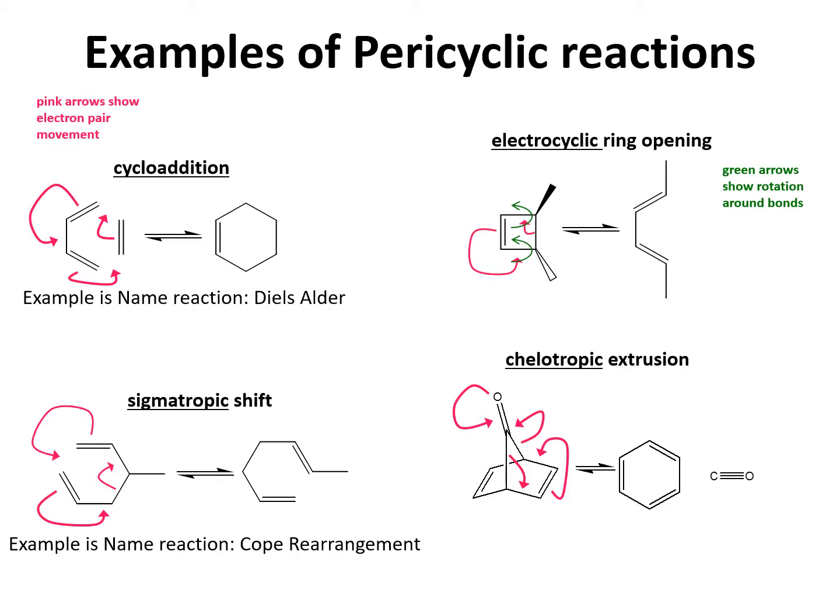Here are some examples of pericyclic reactions. The cycloaddition. One of the examples is a reaction that you saw in your courses named the Diels-Alder reaction. The pink arrow shows the electron pair movement. There is the electrocyclic ring opening and also ring closing. The green arrows show the rotation around the bonds. The sigmatropic shifts. One example is the Cope rearrangement that is shown here. And lastly, the chelotropic extrusion, which is something that we're going to be seeing in your current session.